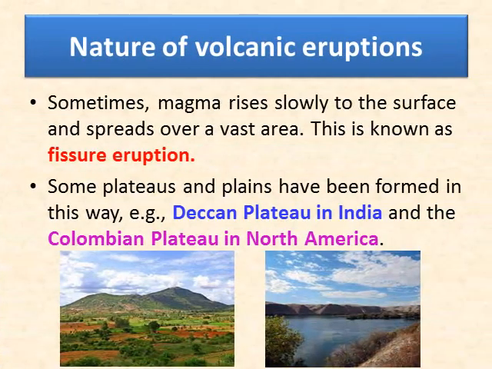Now children, let us learn about the nature of volcanic eruptions. What is the nature of eruptions that happen? Sometimes magma, that is molten rock from the volcano, rises slowly to the surface and spreads over a very big area. This is known as fissure eruption.